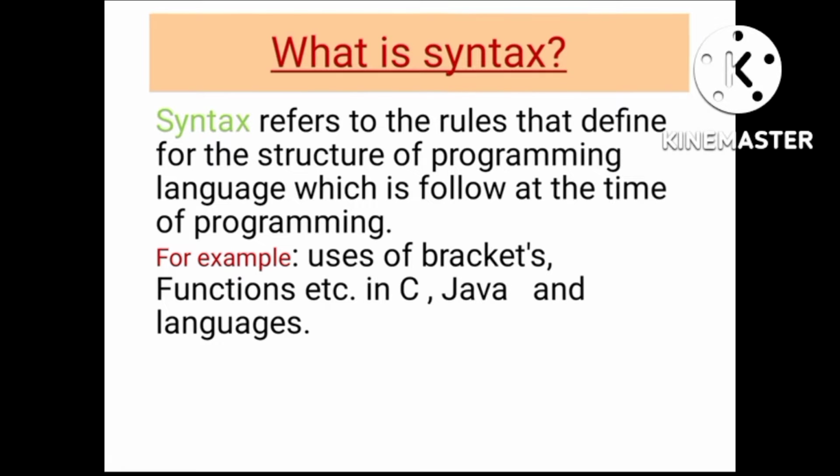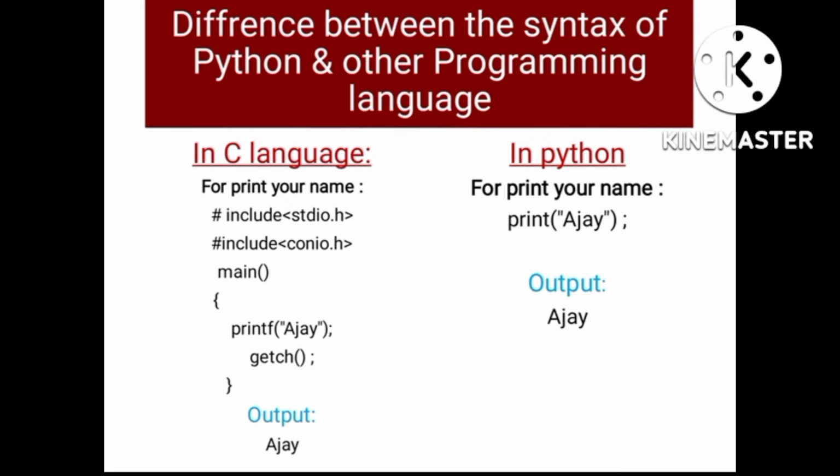C and Java are examples to understand the syntax. Here, there are two programs. One is written in C language, which has one syntax, and another is in Python, which has a different syntax. In C, curly brackets are used, whereas in Python, no brackets are used.